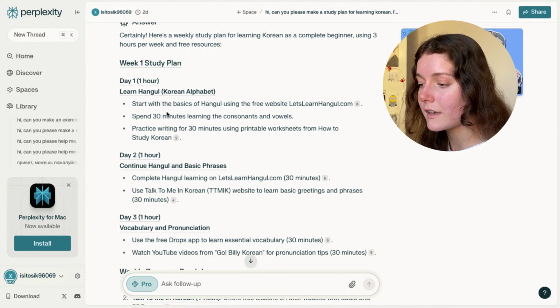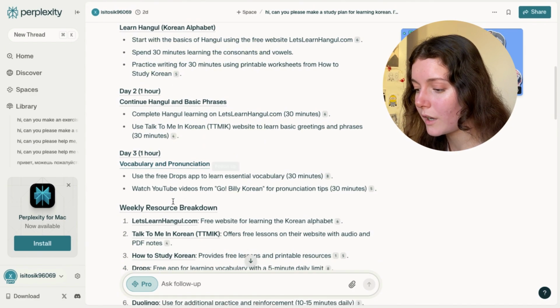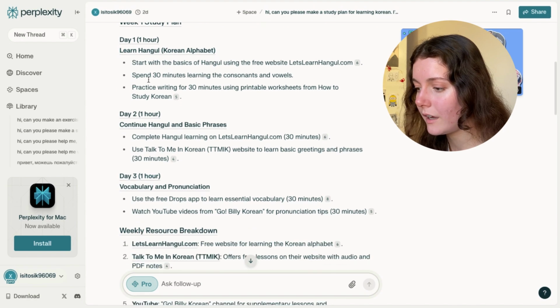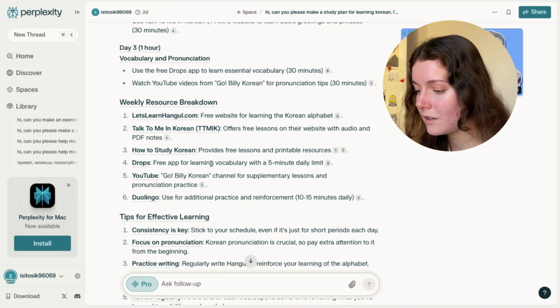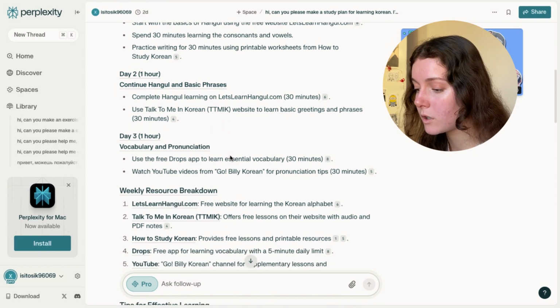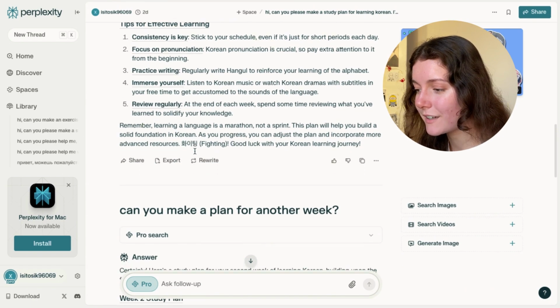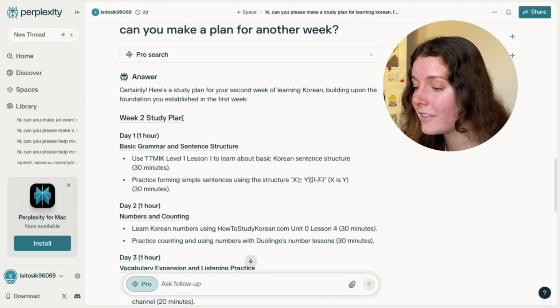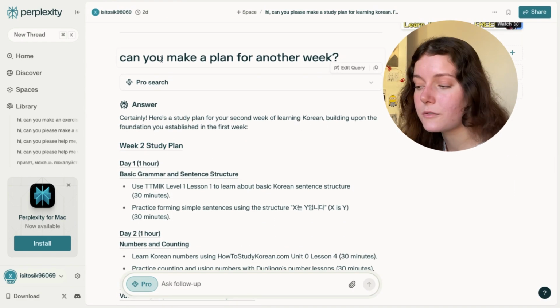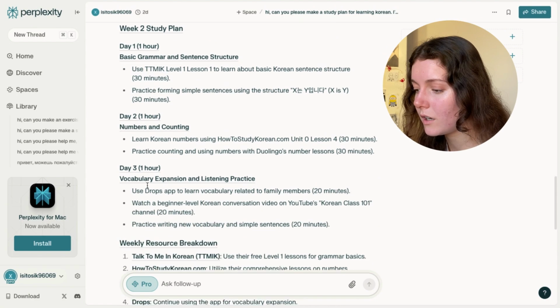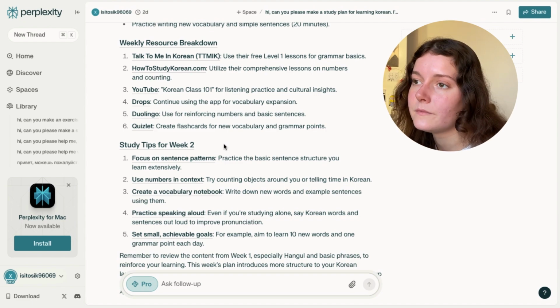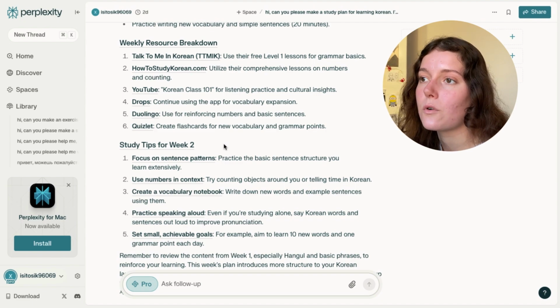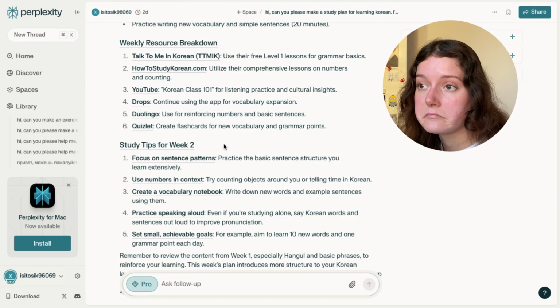And here we have our answer. So I have the first week, I have 3 days and 1 hour per each day. We have some resources here, and everything is written quite good, I would say. Some tips for effective learning: consistency is key. And I also asked for another week. So here we have our second week. And of course you can ask for grammar explanations, for vocabulary lists.